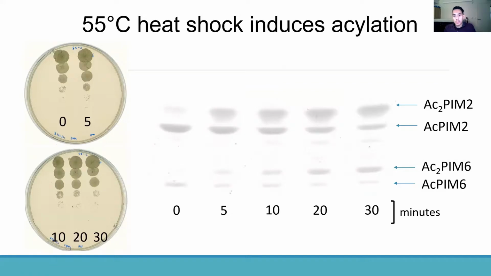Another way to alter membrane fluidity is to use heat. It's known that high heat can increase membrane fluidity, so I heat shocked cells at 55 degrees Celsius in a water bath for up to 30 minutes. Even after just 5 minutes, there's an accumulation of diacyl-PIMs, and this result is very similar to that of BA treatment. And just like before, cells were diluted and then plated onto agar to confirm that they're alive and viable during heat treatment.